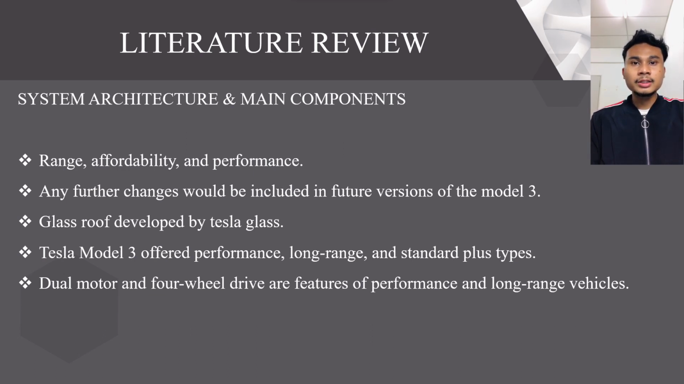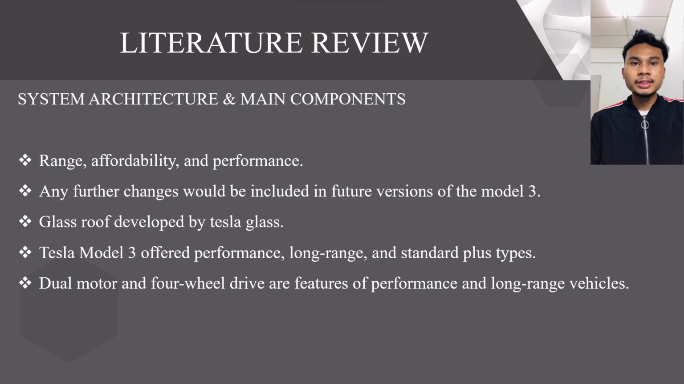For the system architecture and main components, in 2013, design chief Franz von Holzhausen said that the Model 3 will be an Audi A4, BMW 3 Series, Mercedes-Benz C-Class type of vehicle that will offer everything. That means range, portability, and performance that is targeted towards the mass market. After the final design of the first Model 3, any further change will be included in future versions of the Model 3. The optional glass roof developed by Tesla Glass will be made of the same glass used for Tesla roof tiles, and the glass roof was introduced on the model since late 2016.